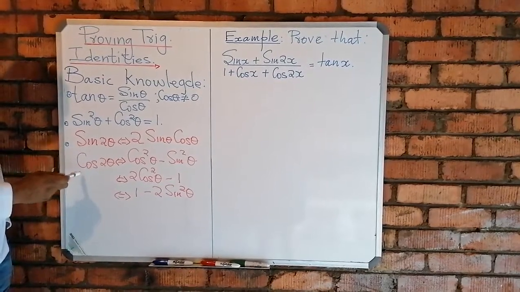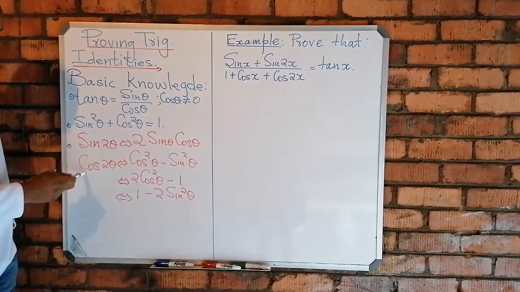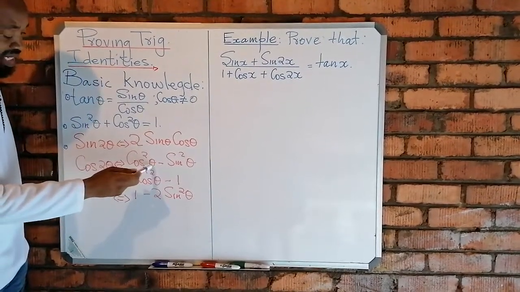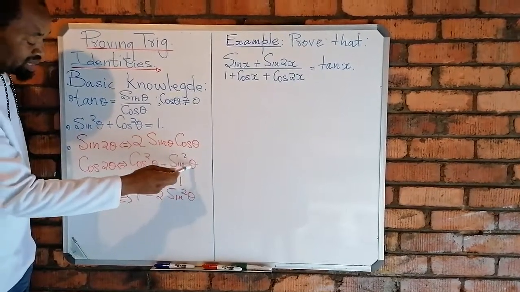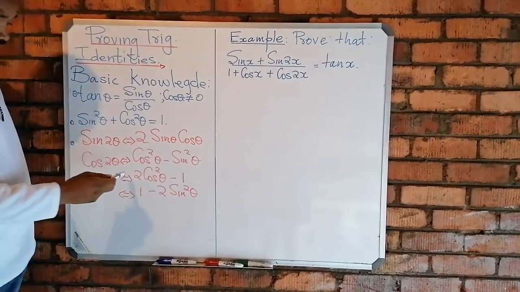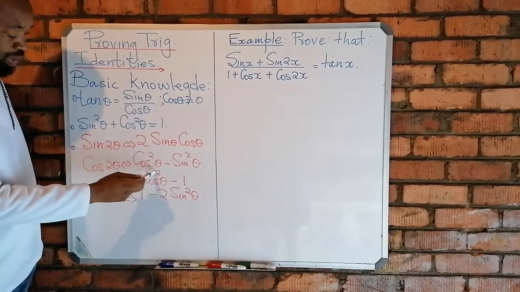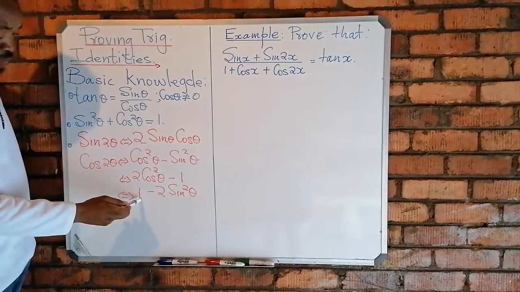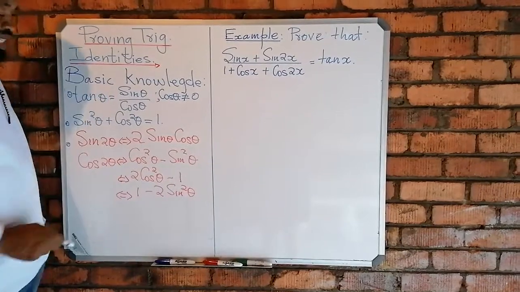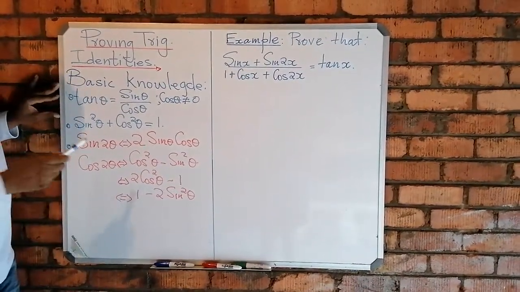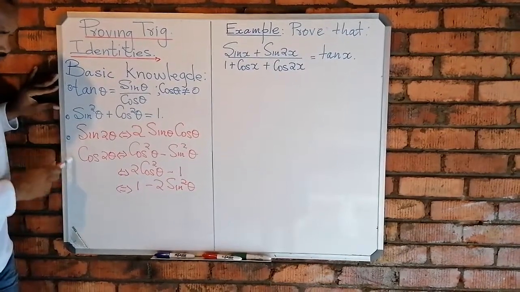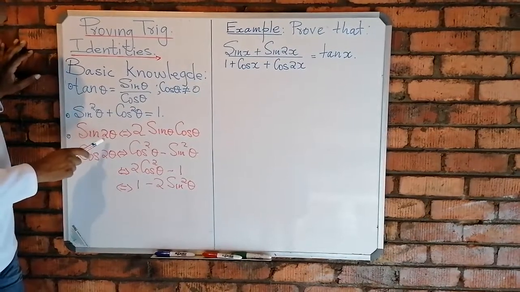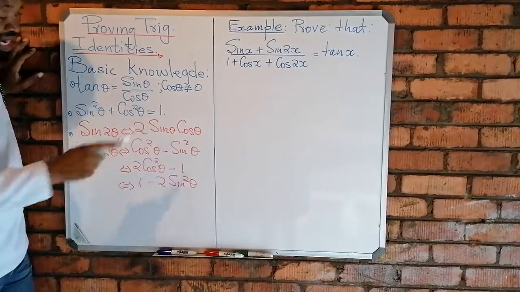Now, secondly, cos 2 theta. When you see cos 2 theta, it is equal to cos squared theta minus sine squared theta. Or it is also equal to 2 cos squared theta minus 1. Or it is also equal to 1 minus 2 sine squared theta. Now, I want to focus on these ones and tell you why you have to substitute this with that.